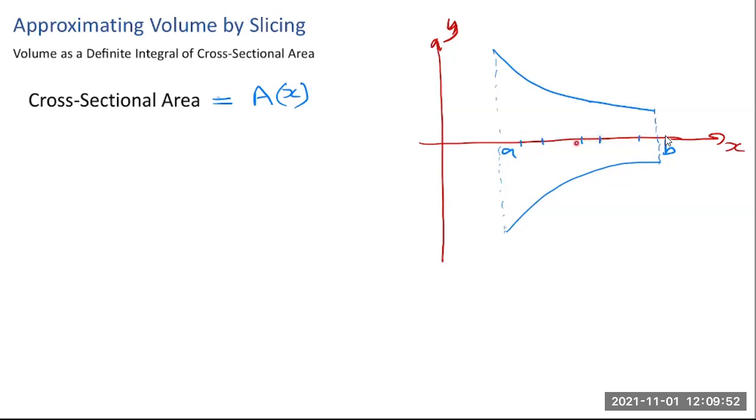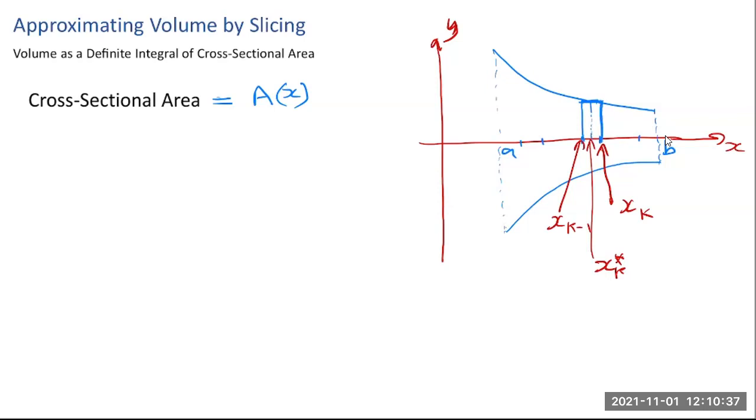Or in other words, this is the point x_{k-1}. This is the point x_k. Now, I'm going to pick x_k star to be the midpoint of that interval. And I'm going to construct a disk there. I'm going to take the height of the disk to be the height of the function at that point. With that I'm going to construct a disk. First I construct a rectangle, of course, and then I rotate that rectangle about the x-axis.